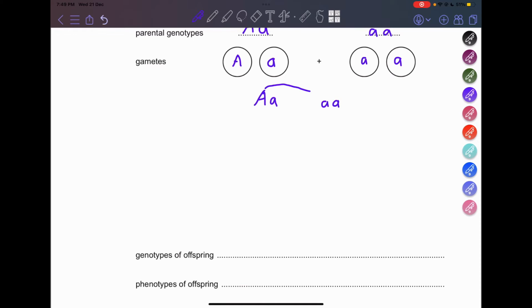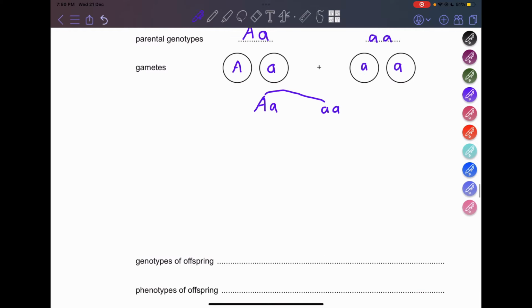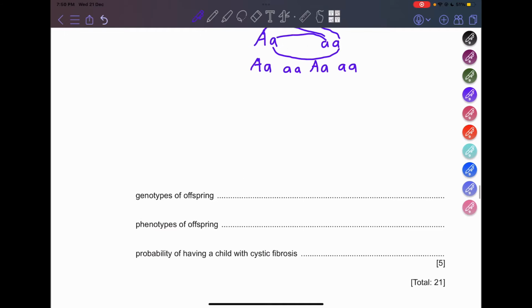You're going to connect the first letter with the first letter in the second genotype. This is going to give us capital A and lowercase a. We do the same thing for the second letter with the first letter. This is going to give us two lowercase a's. We do the same thing again with the other letter, which gives us another capital A and lowercase a. Again, with the lowercase a and the other lowercase a, this gives us two lowercase a's. Now we've got the genotypes of the offspring.